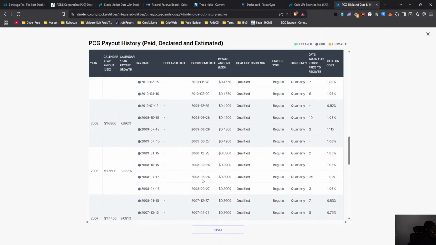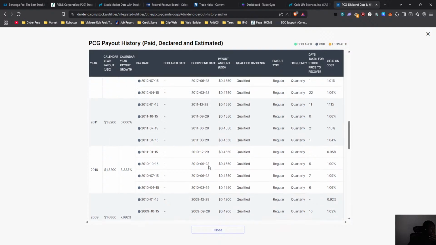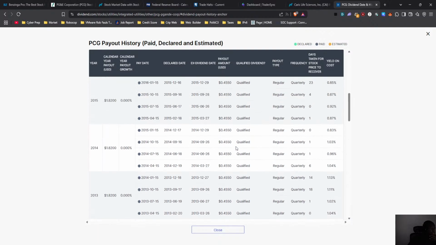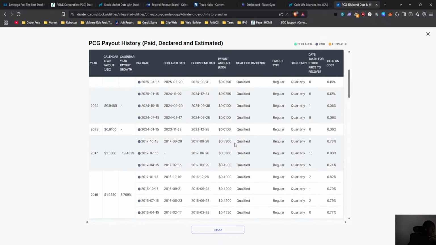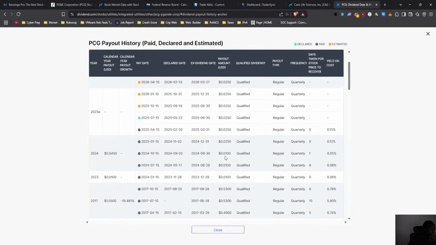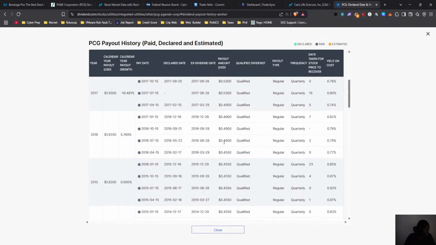They eased on in 2008. Even during the crash, they were increasing their dividend. And then let's see where the fires happened. So 2023, I think this is when the fires happened, and they dropped their dividend to 1 cent. And now it has been making a comeback. So I might pick up some PCG for that quarterly dividend to get back to those previous levels.